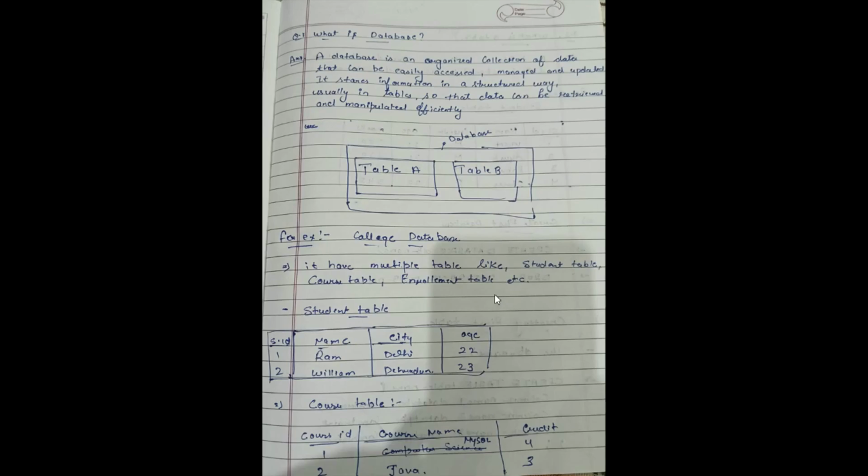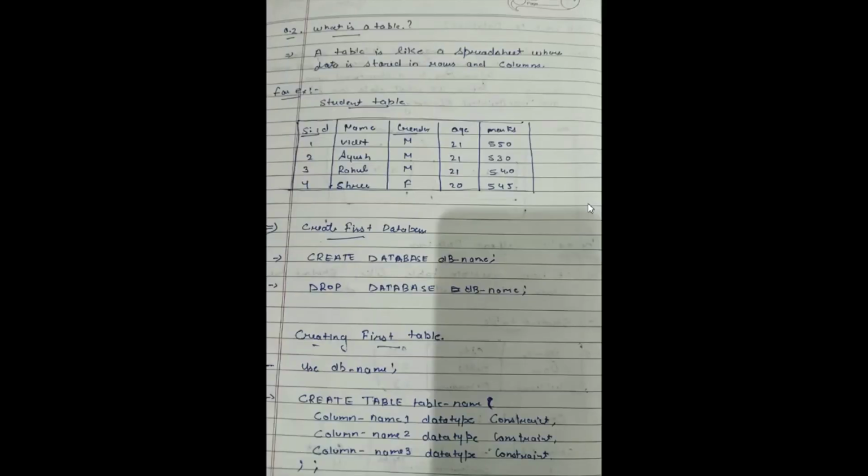What is a table? A table is like a spreadsheet where the data is stored in rows and columns. Basically, a table has different rows and different columns. The columns are also known as the schema in a database, where we have all the details. In columns we can see name, gender, IDs, age, and then the different rows.